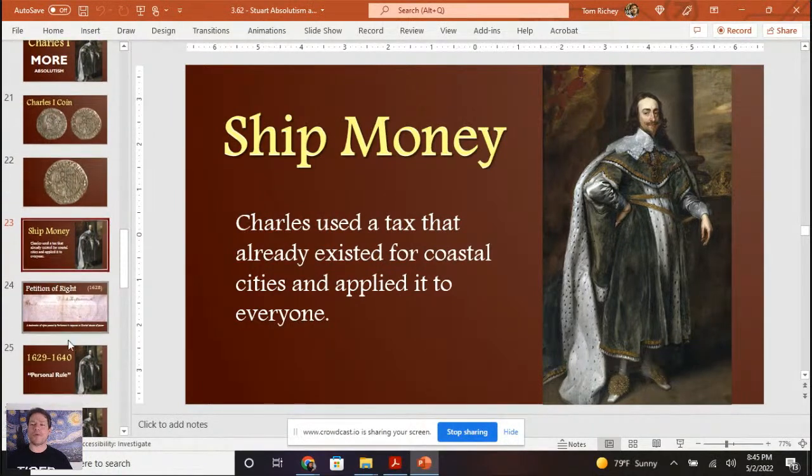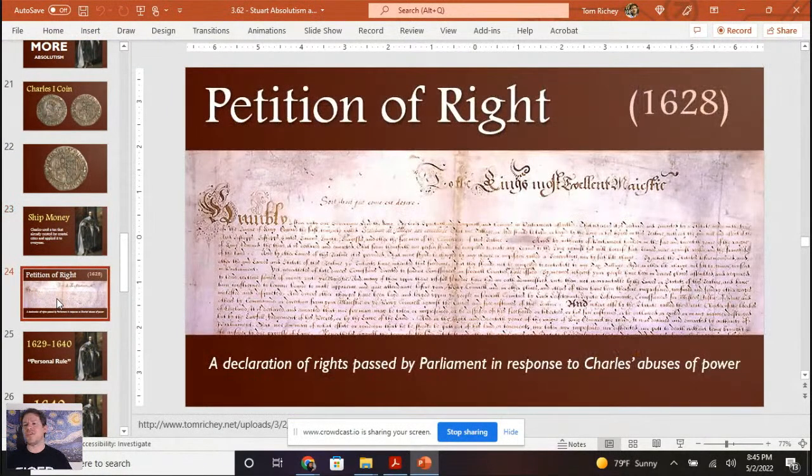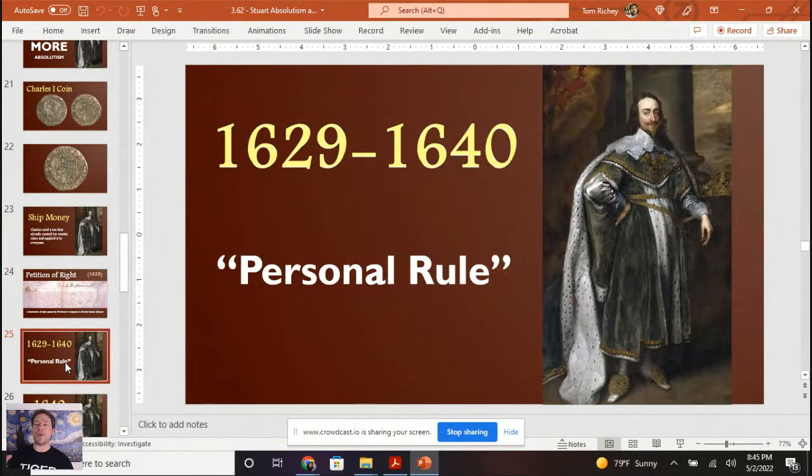And so there were things, and one of these things was the Petition of Right. This is something where Parliament said, here are all of the abuses of power. And Charles actually received the petition because he was in a situation where he was forced into receiving it, or else he was going to have a rebellion. He received it, but proceeded not to really do anything with it. Charles, for 11 years, did not call Parliament. Okay, so this was his period of personal rule.